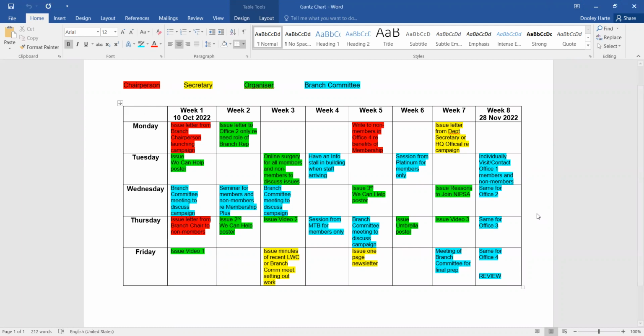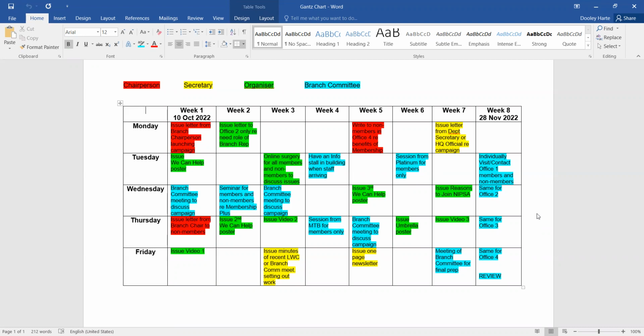The first one is, you'll see the color code across the top. So the chairperson, the secretary, the organizer, and the branch committee. That's who the responsibilities fall to here, so that it all doesn't fall on the shoulders of one person. Overall, the implementation of any plan falls to the branch committee as a whole, but we need people to lead on certain aspects of it. So what we've done is we've color coded this on the basis of saying who should take the lead on these issues. I'd also draw your attention to week 8.